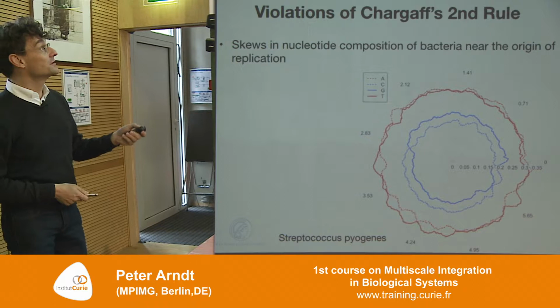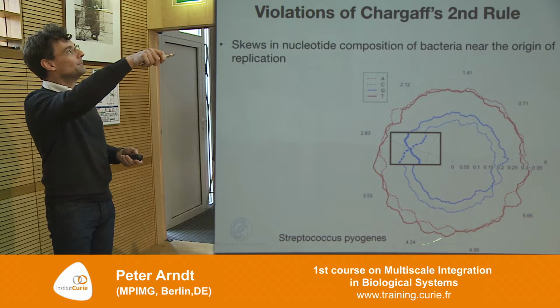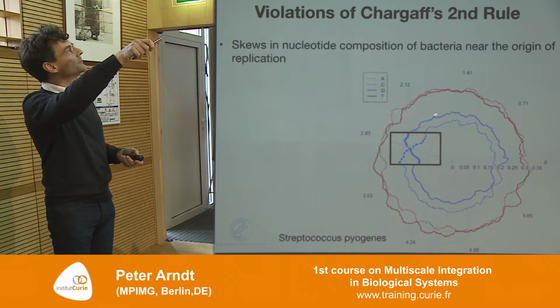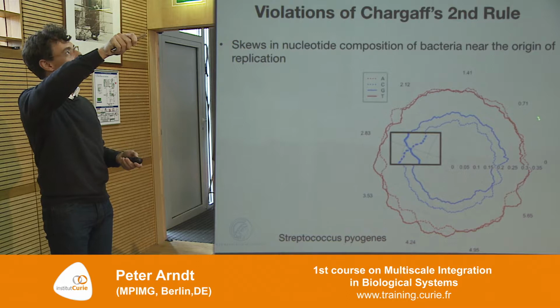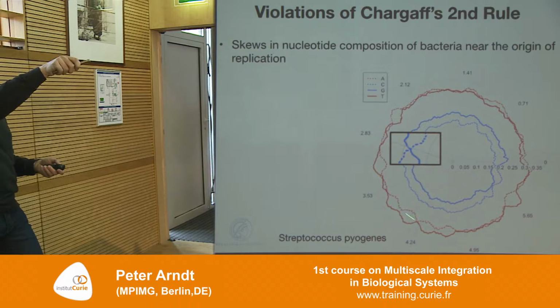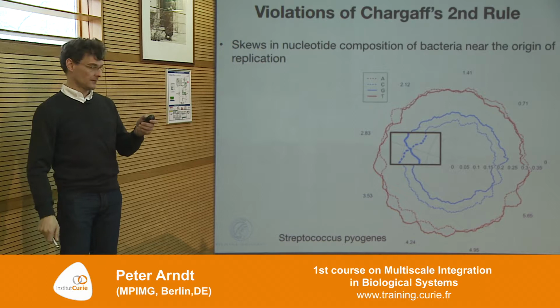So this is some bacterial genome, and this is the ACGT content, and you see that there are more G's than C's on this half. Bacterial genomes come in circles. So here you see there are more G's than C's, and the other way around on the other half of the circle. And also the AT content shows some violations.